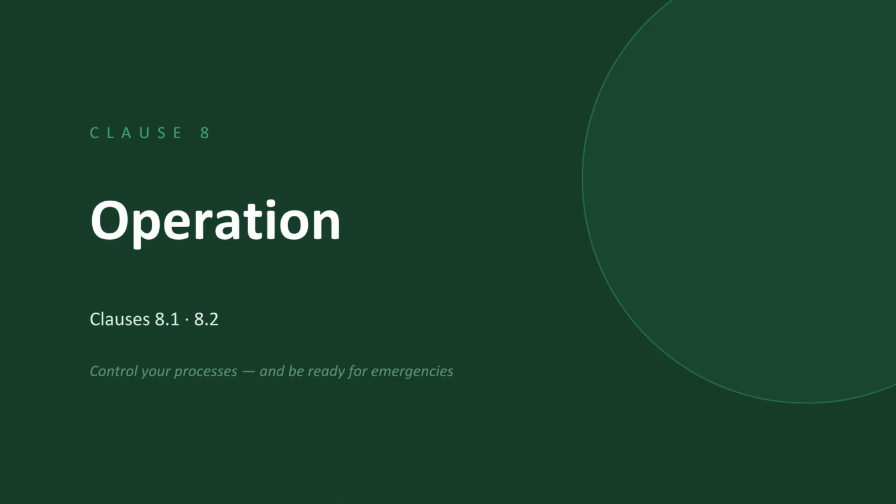We are now in Clause 8, Operation. This is the do part of Plan Do Check Act. Clause 8 is where all of your planning turns into actual action on the ground. You take the significant aspects you identified in Clause 6, and you put in place the operational controls, procedures, and emergency plans to manage them. There are two sub-clauses. 8.1 is operational planning and control, your day-to-day controls. 8.2 is emergency preparedness and response, what you do when things go wrong.